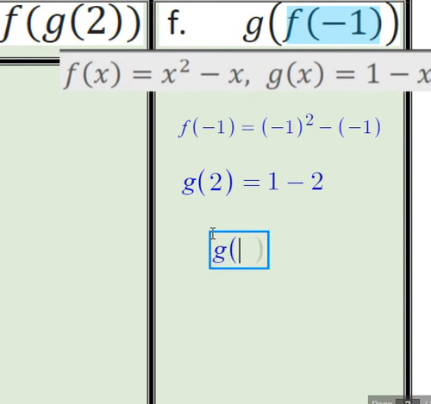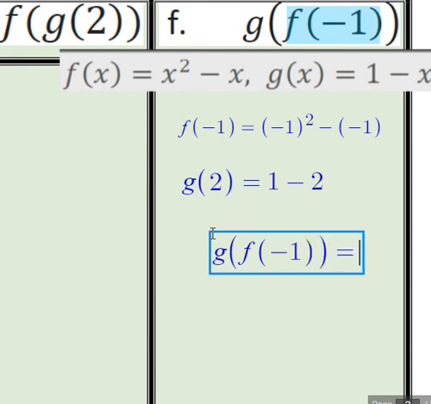G of f of -1 equals 1 minus 2 is -1. And that's question F.